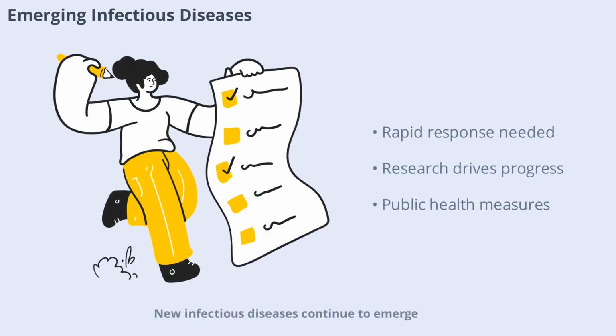New infectious diseases continue to emerge, challenging healthcare systems worldwide. Examples include COVID-19, Ebola, and Zika virus. Rapid response, research, and development of new treatments are essential to control outbreaks. Public health measures such as surveillance and vaccination play a key role in preventing the spread of emerging infections.